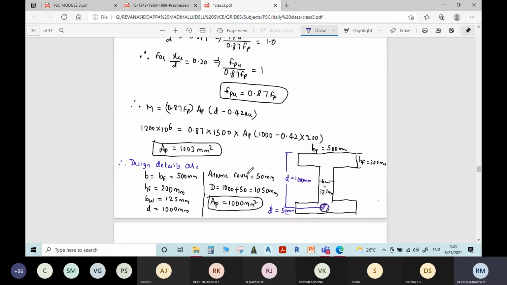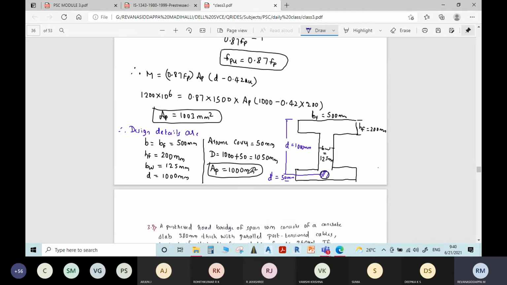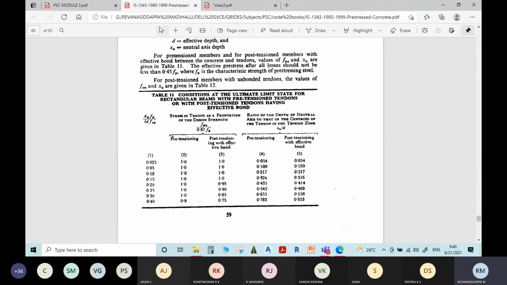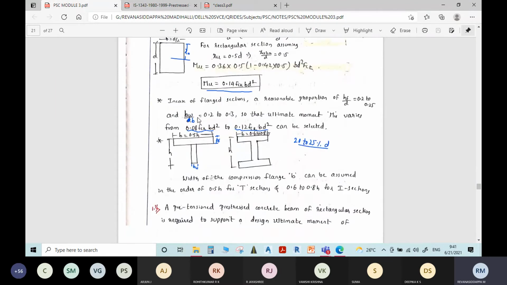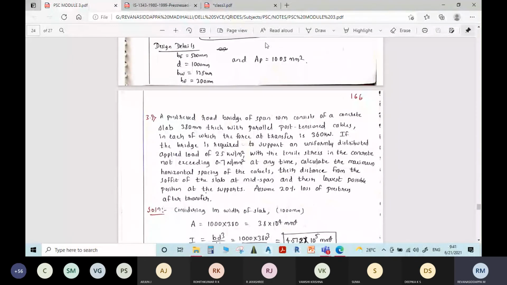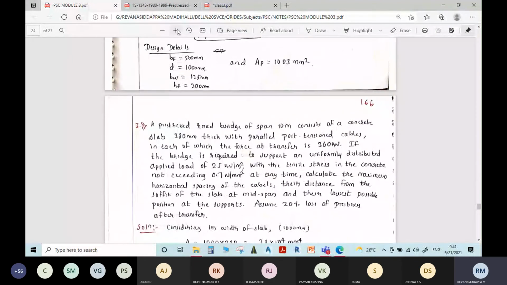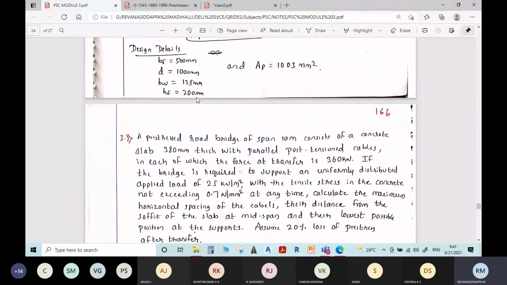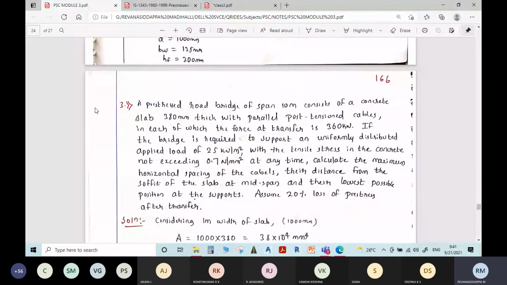Further, if you have any doubts, you can ask. Otherwise, I'll move on to the next problem. Okay, so read the third problem. All of you write. Take 2 minutes time to write the problem.